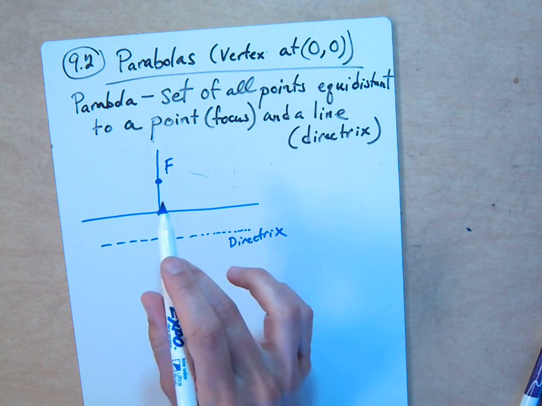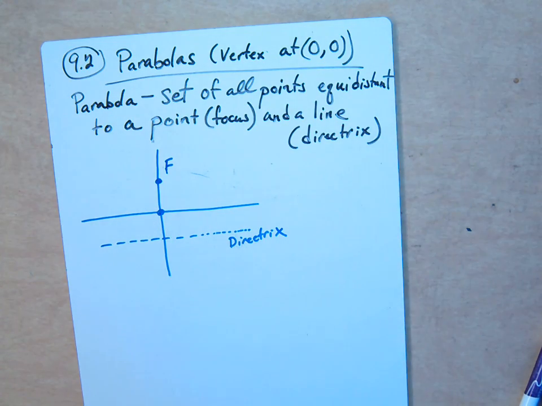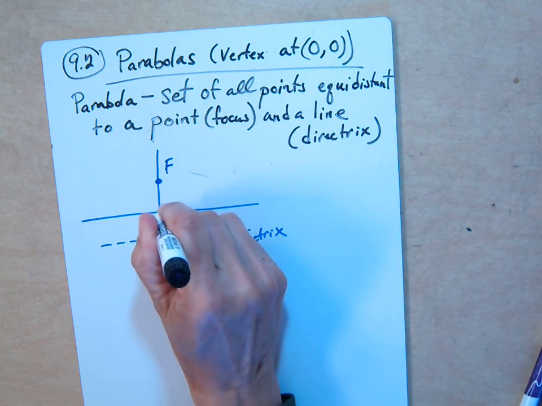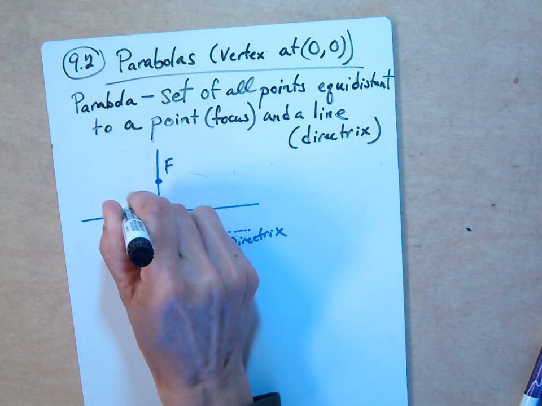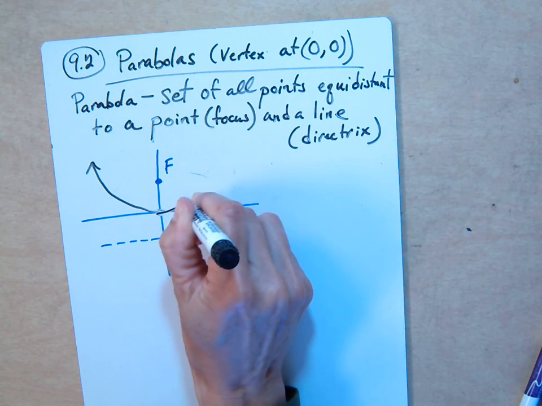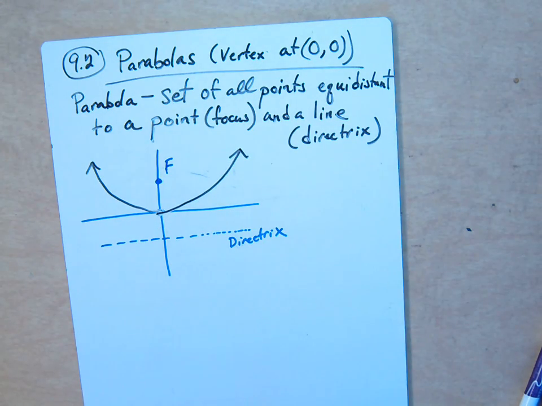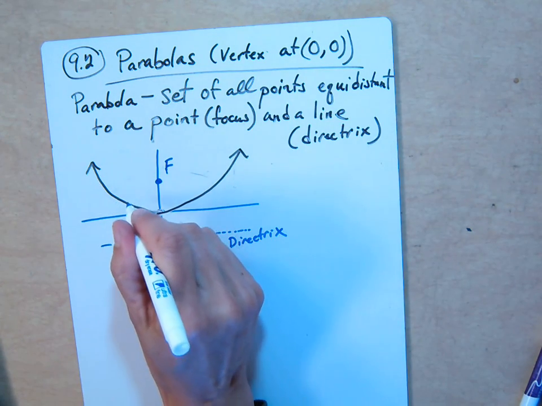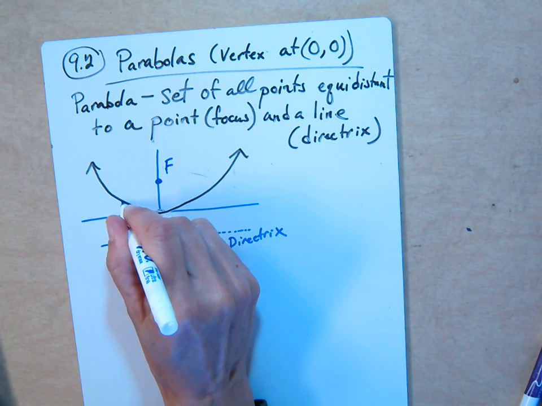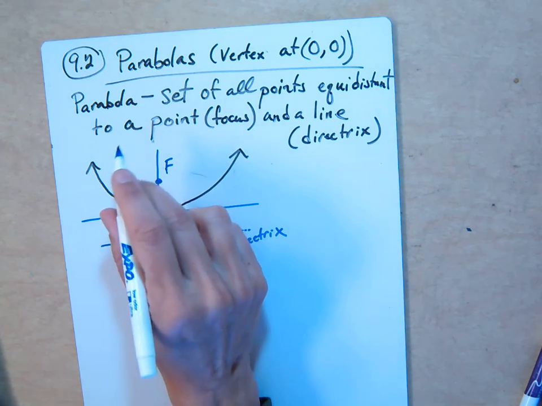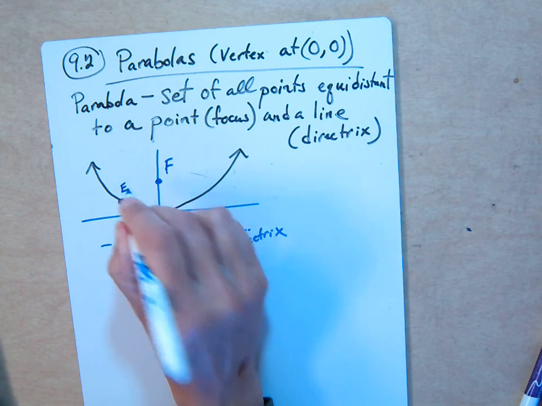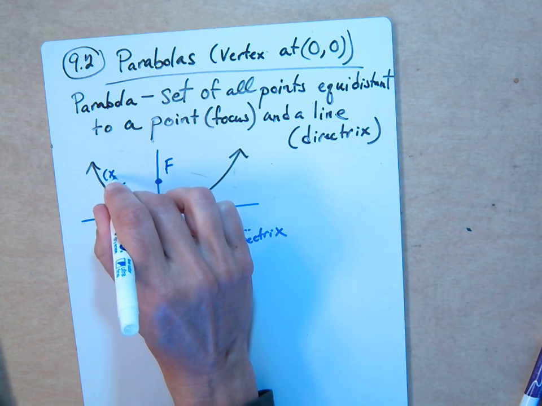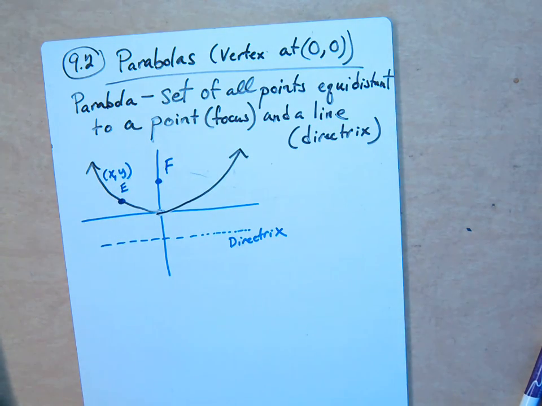And so every point on, let me draw the actual graph of the parabola now, is like this. So there's a parabola, there's a focus point and a directrix. So every point on this parabola, I'm going to pick, for example, this point here, hopefully it'll look right. I'm going to call it E, and it has the coordinates x, y, because every point on the graph has a point x, y.